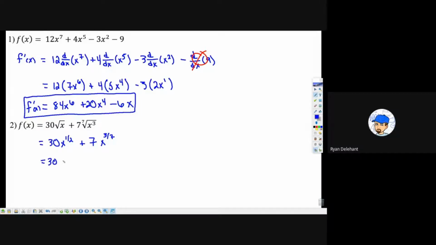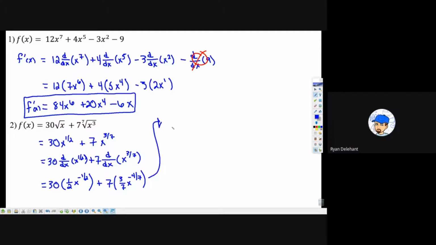Write the constant out front, we want to take the derivative with respect to x of x to the 1/2, and then the derivative of x to the 3/7. So that's going to yield us 30 times 1/2 x to the 1/2 minus 1, which is negative 1/2. And that's going to be 7 times 3/7. And when we subtract here, we're going to get negative 4/7. And now we just need to simplify that.